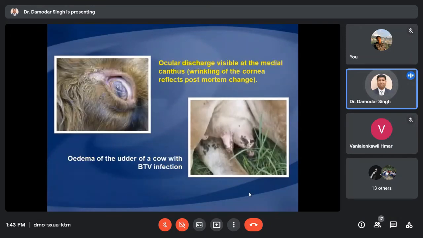And sometimes if you see the cornea, you may find some ocular discharges from those infected animals. In the cows affected by the bluetongue virus, you may come across some edematous swelling of the udder, as I am showing here.